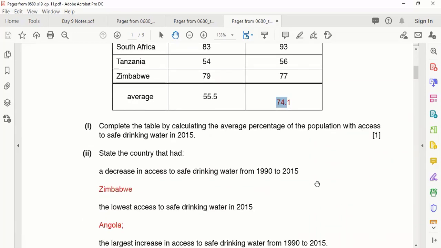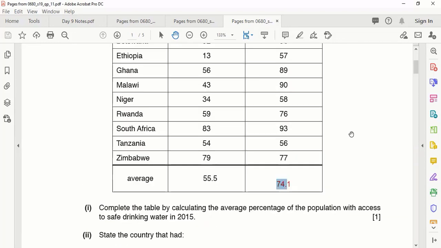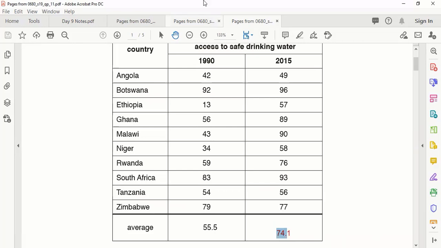Okay. Next, the largest increase. Now you have to see the increase. Be careful. Largest increase in access to drinking water from 1990 to 2015. You have to see which has the largest change. Understand? How will you find that change? You have to subtract these two. For example, for Angola, you have to subtract these two. For Botswana, you have to subtract this one. So when you subtract, you will see how much the increase is. Ethiopia. Which one? Ethiopia, I will see.